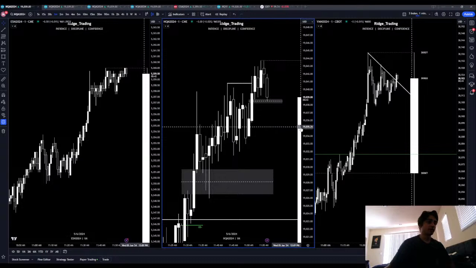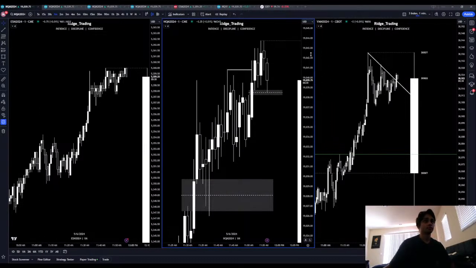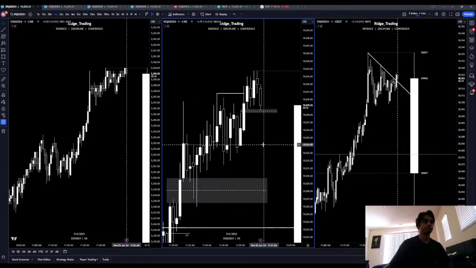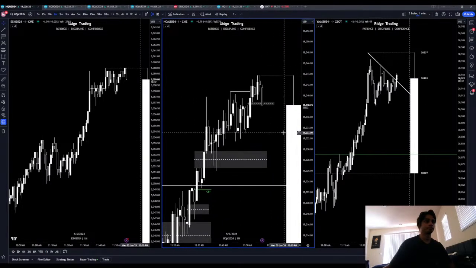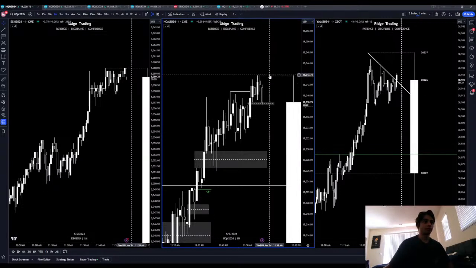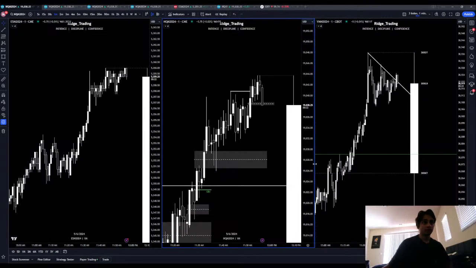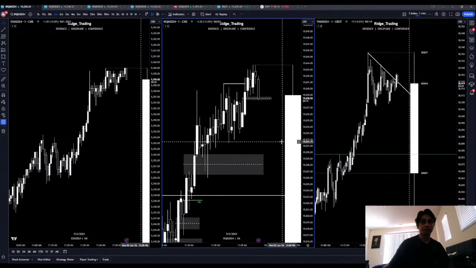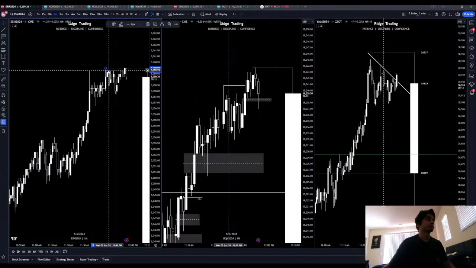Alright, now it's tapping into this little gap. Just barely failed to hit. We're 1 point away from hitting my target of 2. Let's see if it can bounce here, take it out. Also, we have equal highs now on ES.